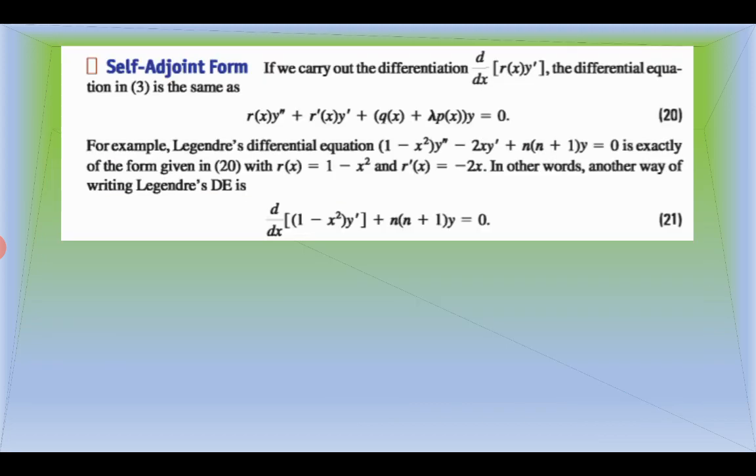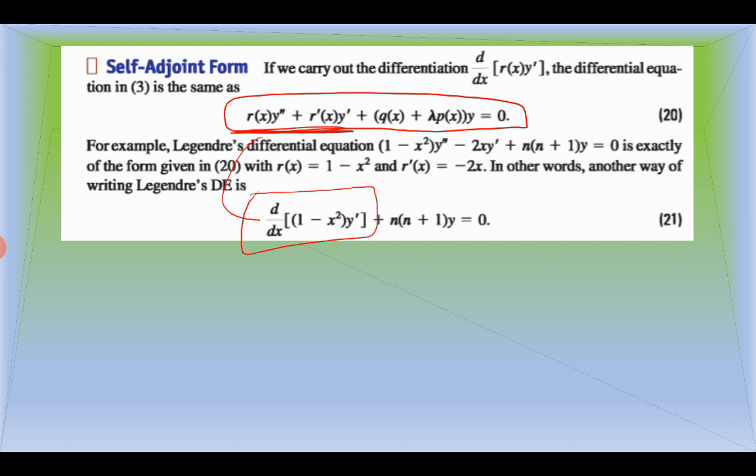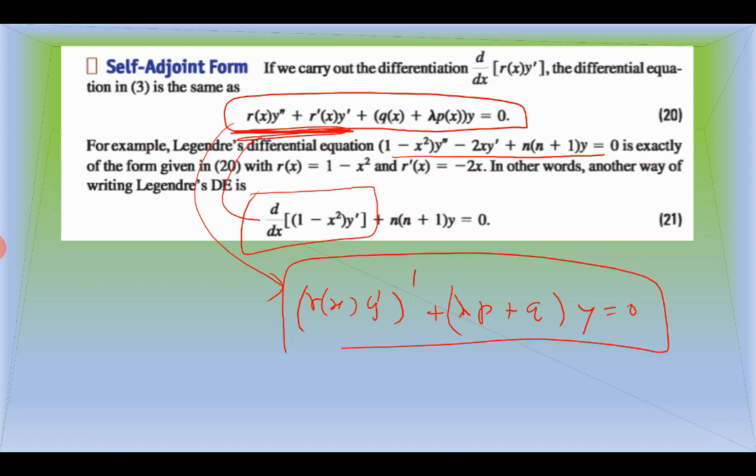Now the self-adjoint form. If you get a differential equation in this form, or the first two terms can be clubbed into this form, this is a self-adjoint form. We have given an example here. You can write r of x y prime, whole prime, which gives the first two terms, and then lambda p plus q times y is equal to 0, where r, p, q are functions of x. This form is called a self-adjoint form.